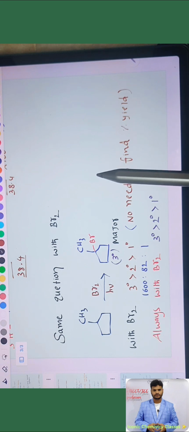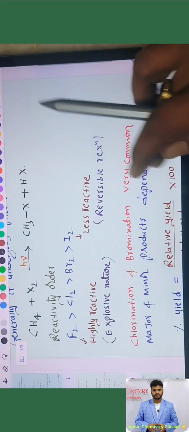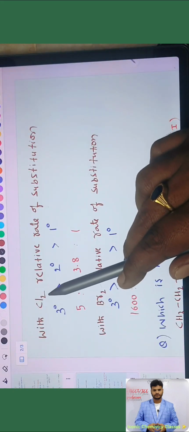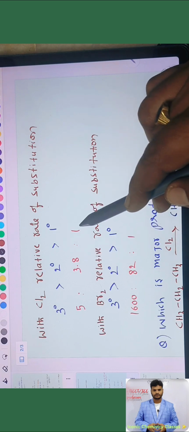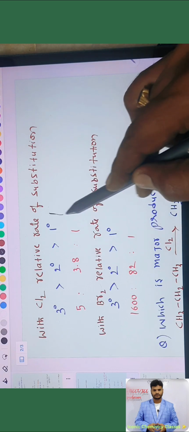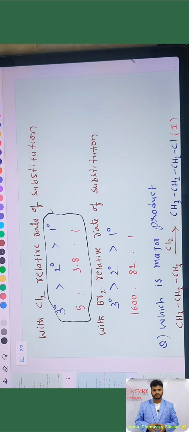Whereas for chlorination, you just go with relative yield. Increase the relative yield, increase the rate of reactivity. So this is very, very important. With chlorine, 3 degree 5 times, 2 degree 3.8 times, 1 degree 1 time. This is highly important. Clear? That's it, students.